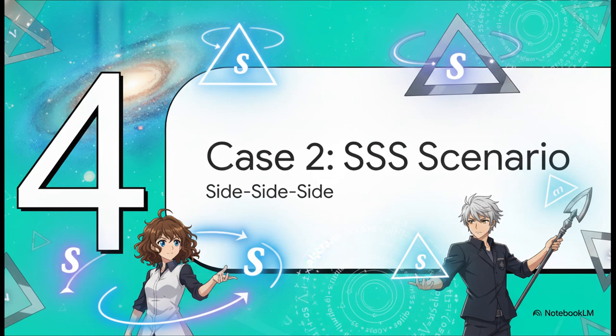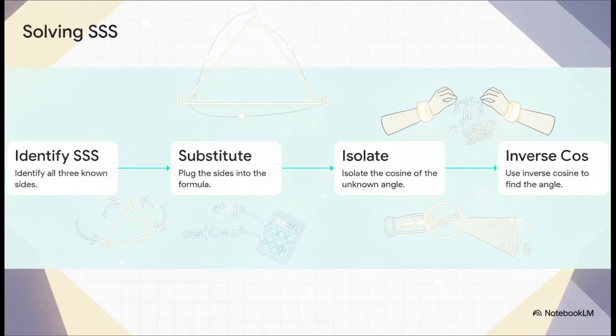Moving right along to part 4, case 2, the SSS scenario. Now, let's jump into our second battle. Here, we face a slightly different obstacle, one that requires a bit more algebraic finesse. In the side-side-side scenario, we know all the boundaries, but absolutely none of the internal geometry. So our steps shift just a little bit.